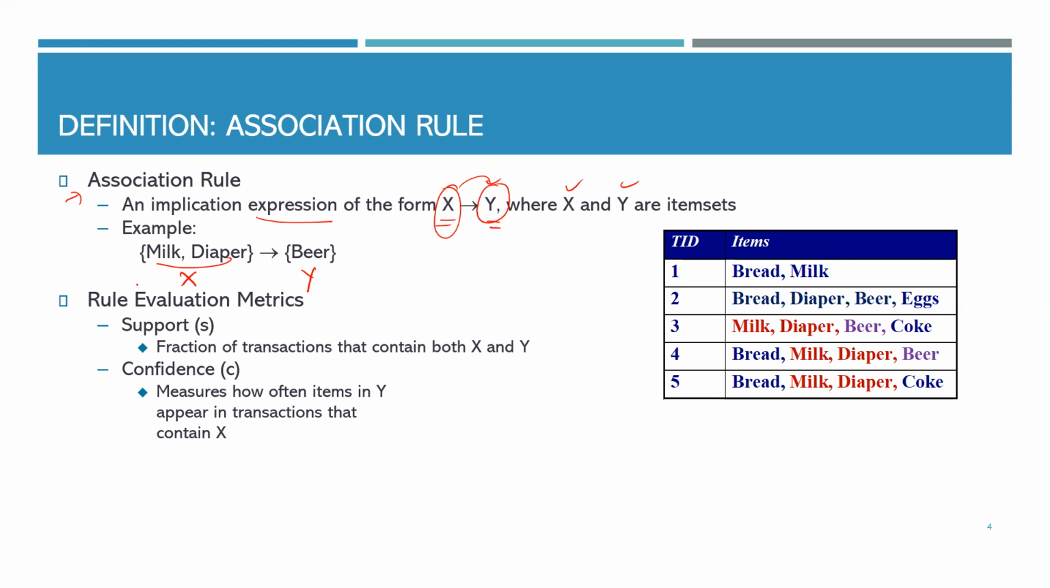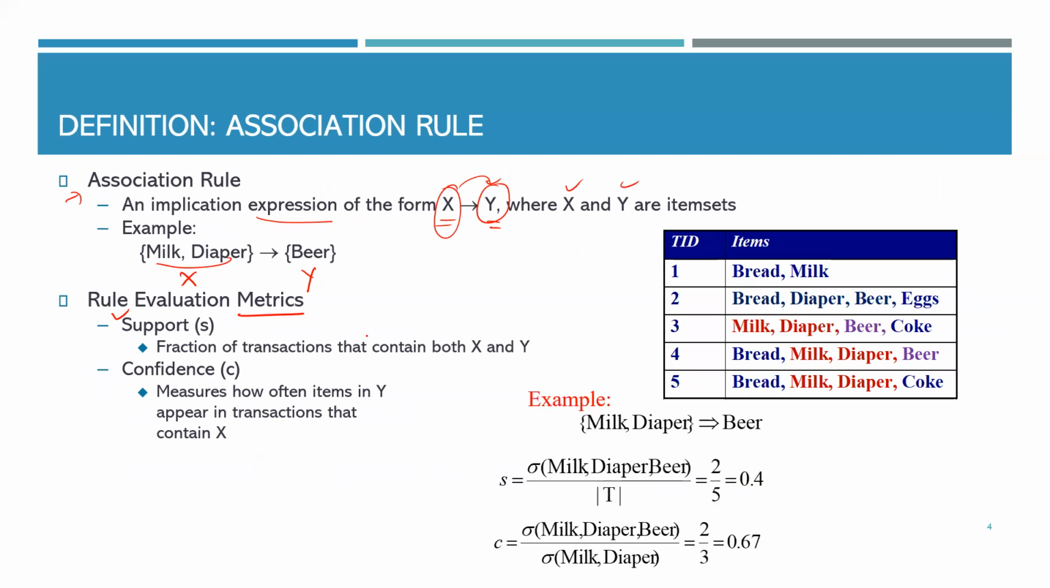Rules evaluation metrics. These are the basic metrics. First, we have support that we just discussed. Support is the fraction of transactions that contains both X and Y. So for example, support is this one, the support count, and this one is the total transactions.